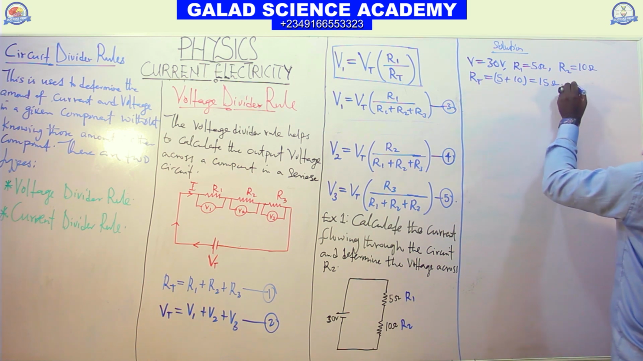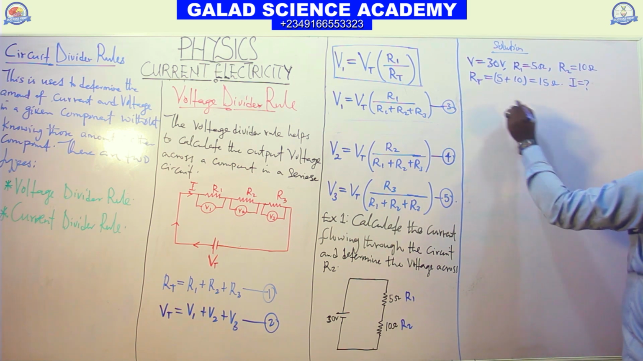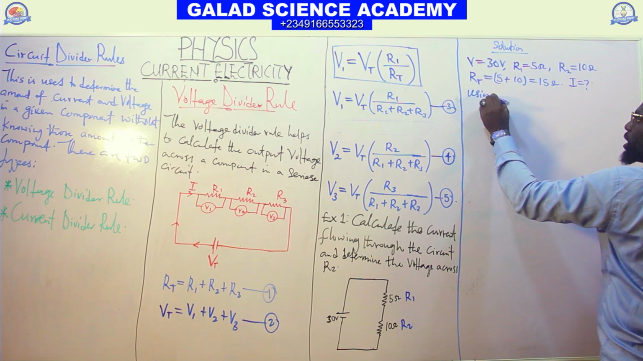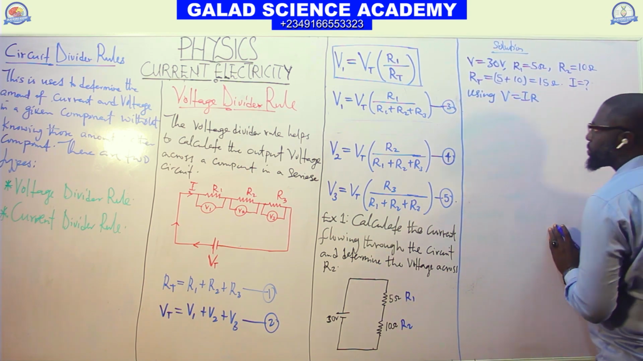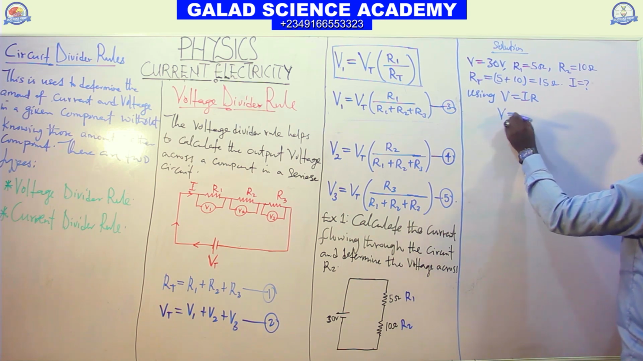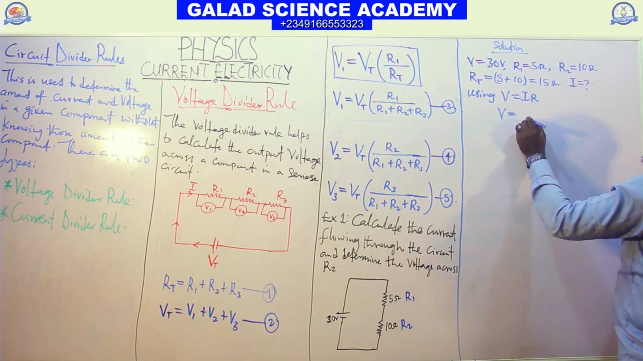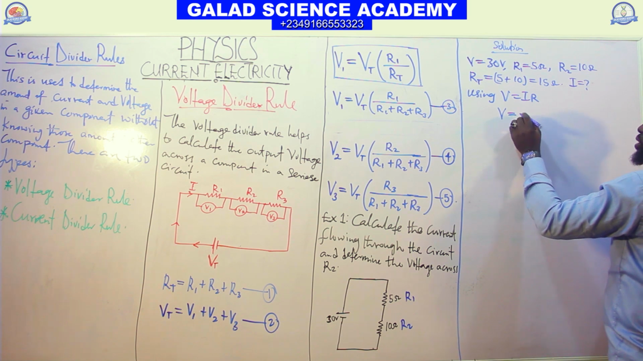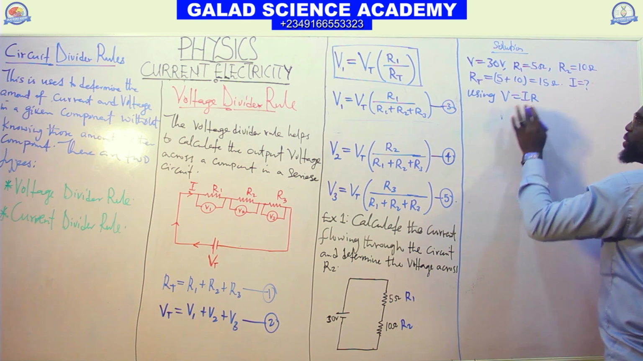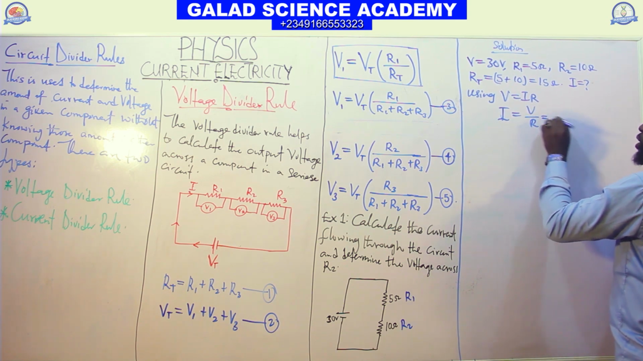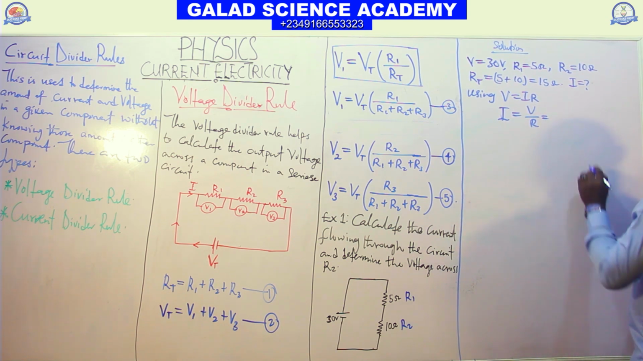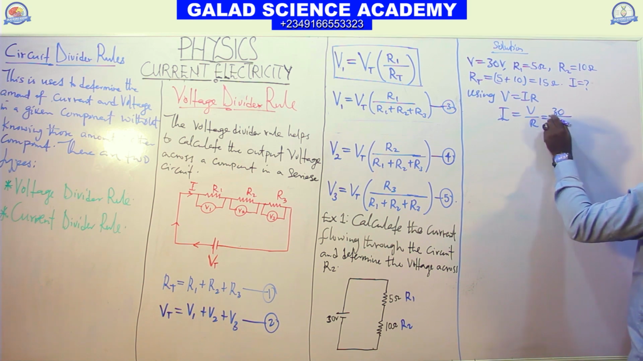Good. We are looking for the current, which is I. Using Ohm's law, V equals I times R. Making I the subject of the formula, I will be V over R. What is V? V is 30 volts. What is R?